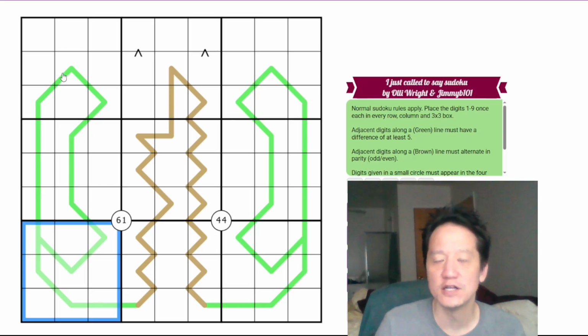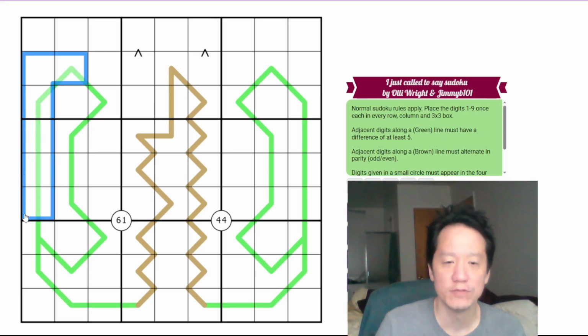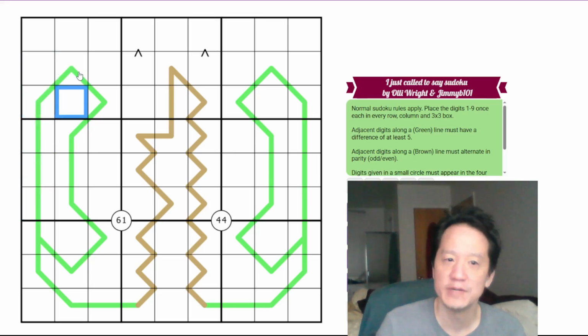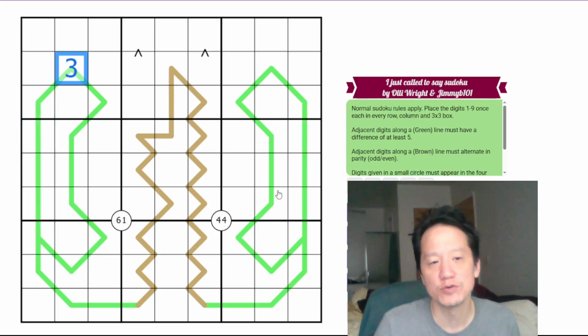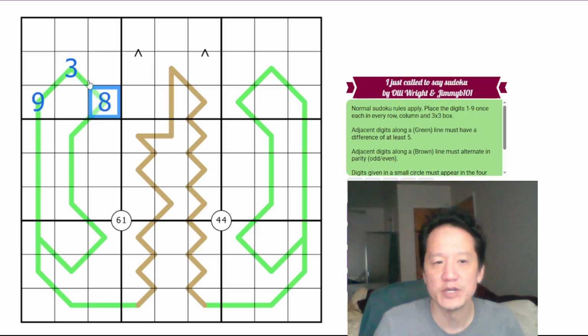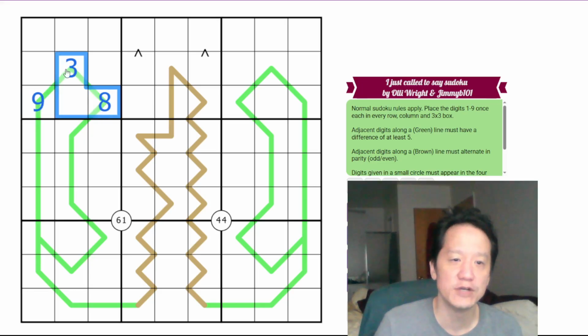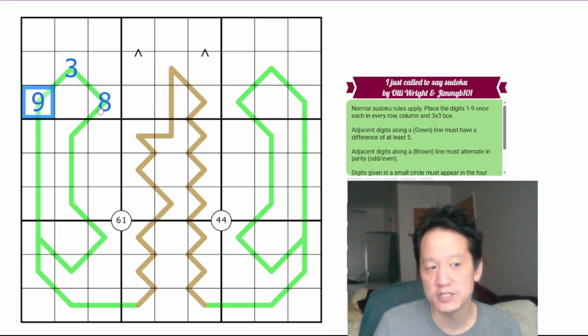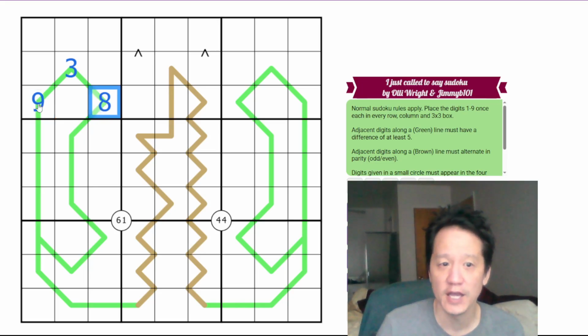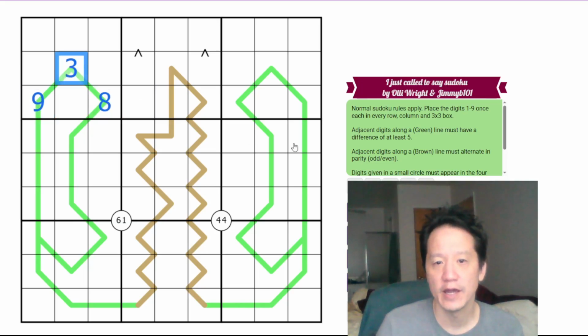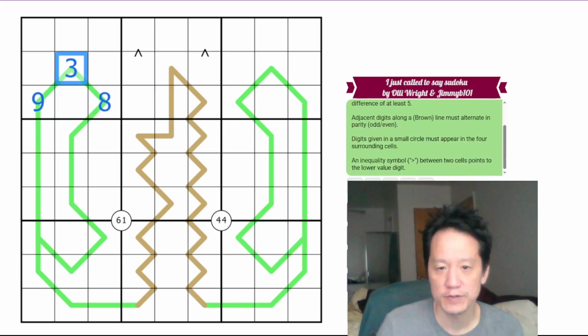Adjacent digits along a green line, which is a German whisper line, must have a difference of at least 5. So as an example, if this were a 3, these digits would have to be 8 or 9, because the only digits that are 5 or more away from 3 are specifically 8 and 9. And that's how German whisper lines work.